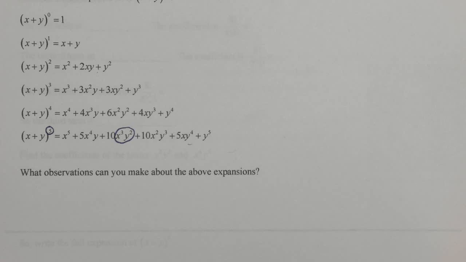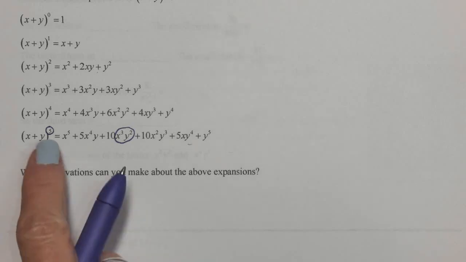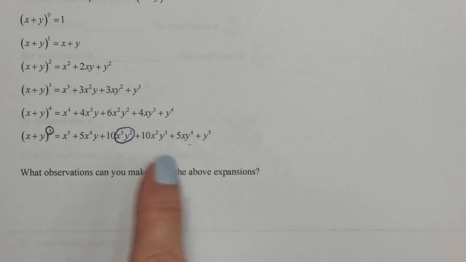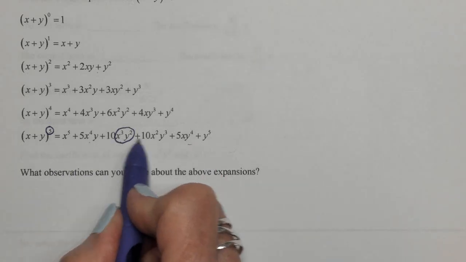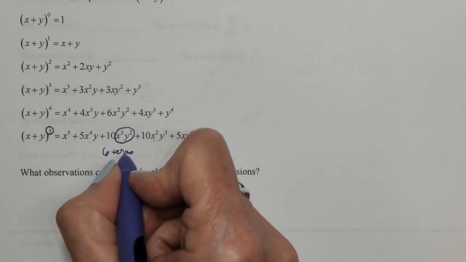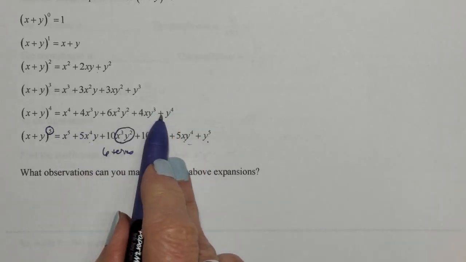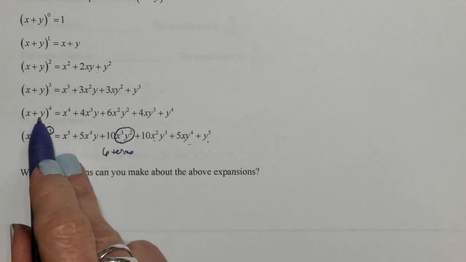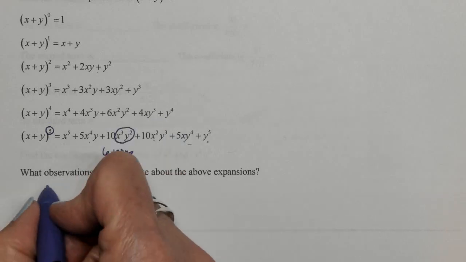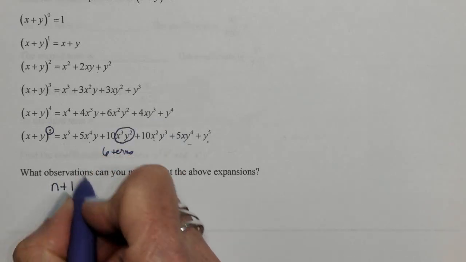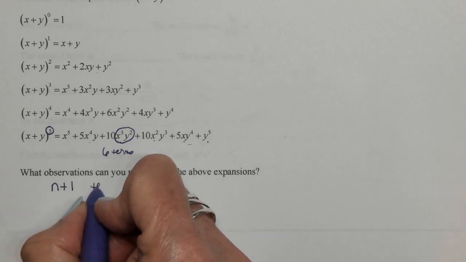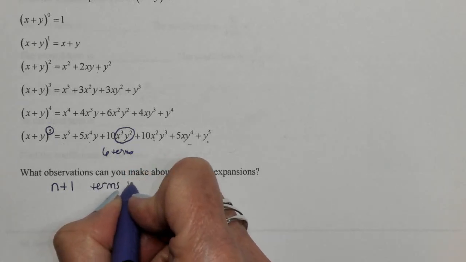What about how many terms are there? In the expansion for x plus y to the fifth, how many terms are there? There's 1, 2, 3, 4, 5, 6. There's 6 terms here. How many terms are in the expansion for x plus y to the fourth? 1, 2, 3, 4, 5. So there are n plus 1. If the exponent is n, there are n plus 1 terms in the expansion.